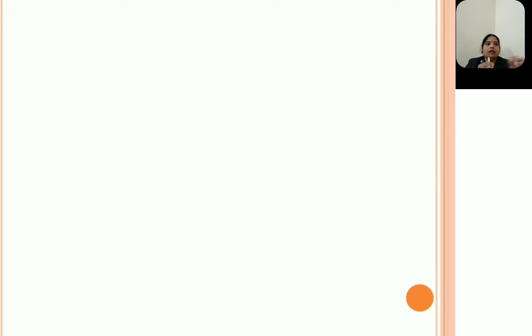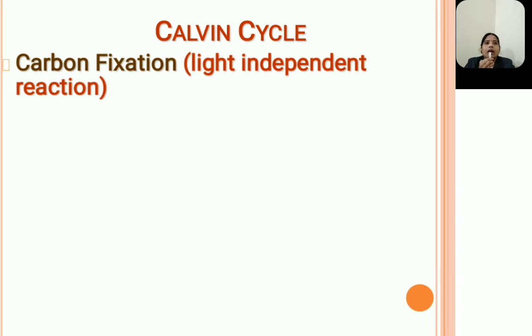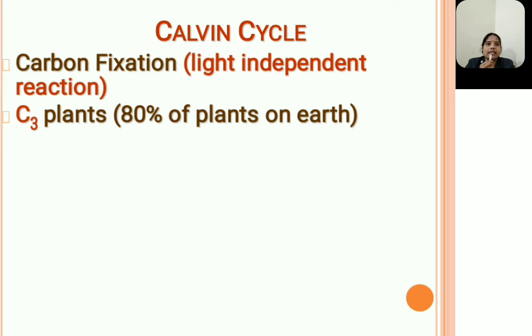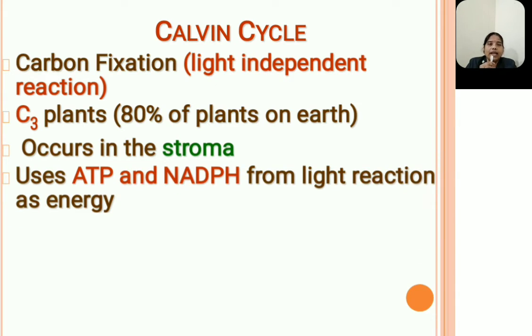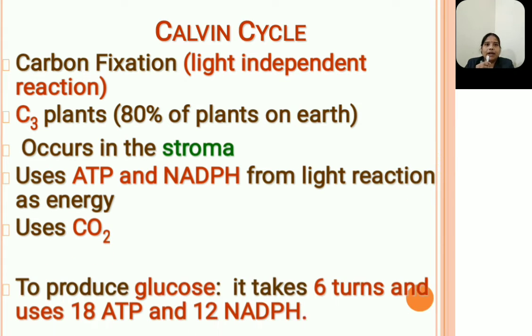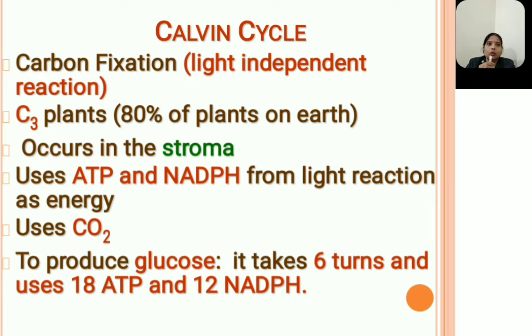Then the Calvin cycle: carbon fixation, light independent reaction. It occurs in C3 plants, which means 80% of plants on earth. It occurs in the stroma, uses ATP and NADPH from the light reaction as energy, and uses carbon dioxide. They produce glucose. This is known as the biochemical reaction.